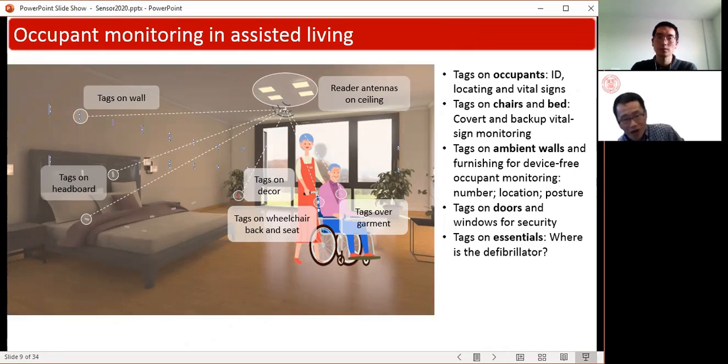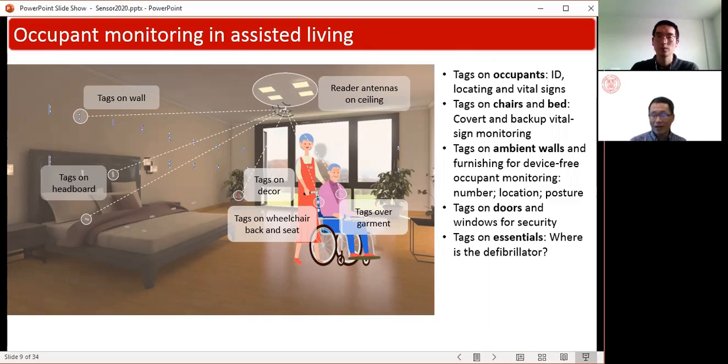It is for occupant monitoring in assisted living. As shown here, there are tags on occupants, and we can get the location and vital signs. We can have tags on chairs embedded for covert and backup vital sign monitoring. Whenever people sit or lie down on the bed, we can get the vital sign measurement directly. And we can have tags on ambient walls, and then use those tags to monitor device-free occupants.